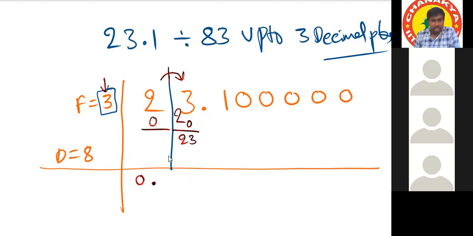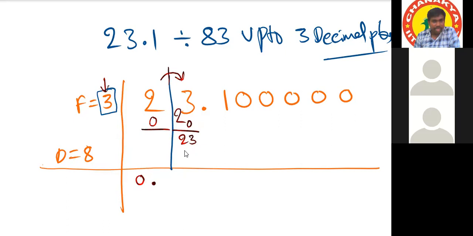23. Okay. Now tell me, in 23, how many times will 8 go? Sir, 8 3s are 24, which is exceeding. That's why 2 times, 16 only I'm considering. 8 2s are 16. What is the remainder here? 7, sir. Write 7 before the next digit and consider this number as 71.